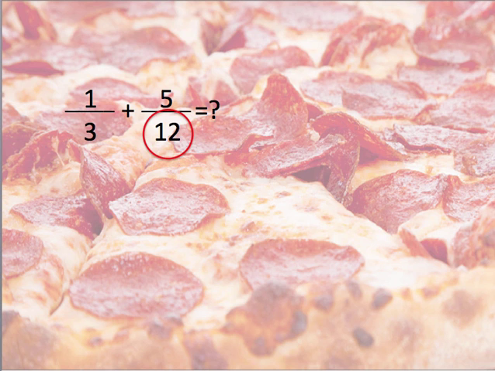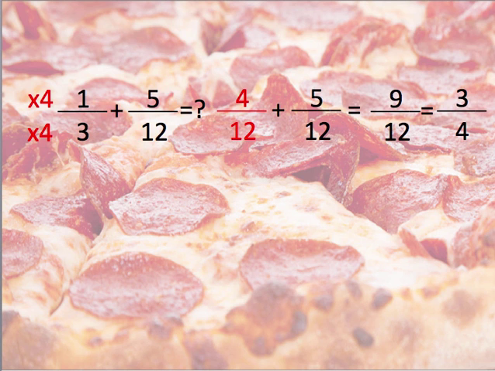So our answer will have a denominator of 12. We multiply the 3 by 4 and get 12 as our denominator. And then we must do the same to the top, so we multiply 1 by 4. Our new fraction that we're going to add is 4/12 plus 5/12, which gives us 9/12. We know that we can simplify this because both of these can be divided by 3, and our final answer would be 3/4.